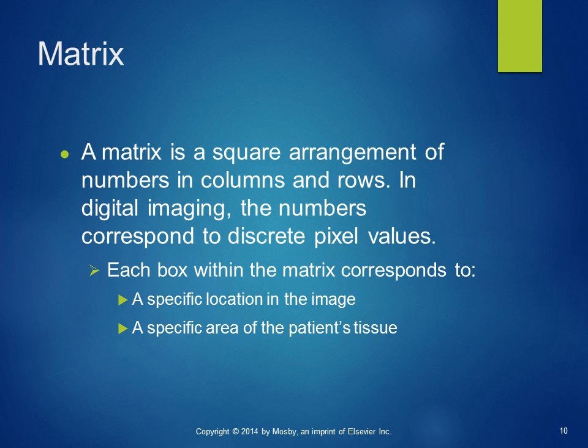Matrix. A matrix is a square arrangement of numbers in columns and rows. In digital imaging, the numbers correspond to discrete pixel values. Each box within the matrix corresponds to a specific location in the image and a specific area of the patient's tissue.